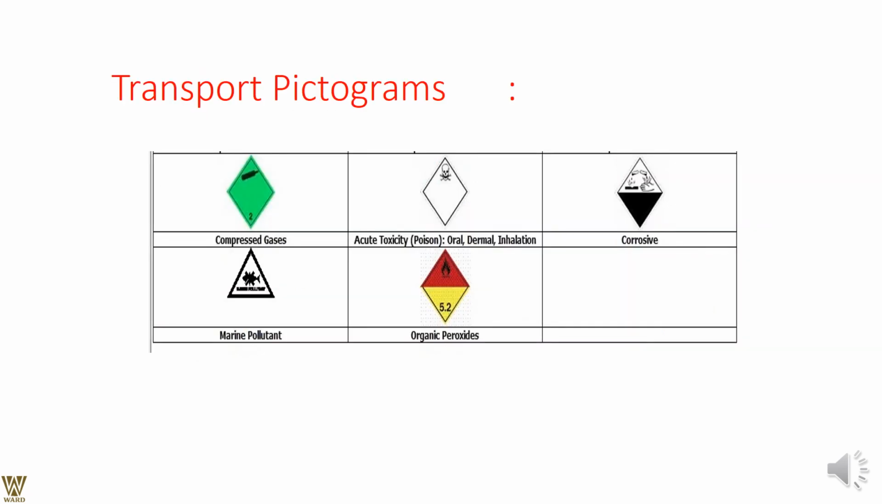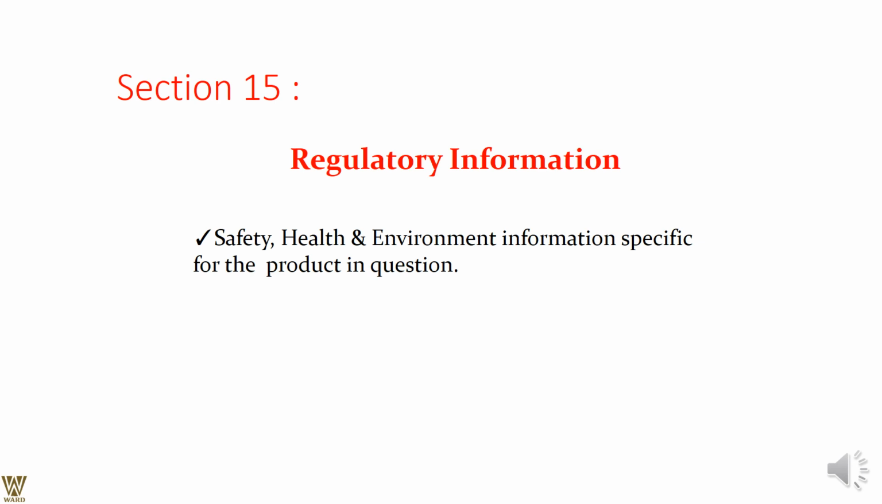Then we come to the next level, which is mentioned in terms of compressed gas. It is friendly to nature probably, but it is economically very pricey and very valuable, so we cannot waste it. Acute toxicity is all about poison, which results in death. Corrosiveness actually damages the containers in which it is transported or stored. Marine pollutant is for the aquatic marine animals. And the organic peroxide that we come across. Now, these are things that need to be kept in mind while you are designing toxicity information or an MSDS.